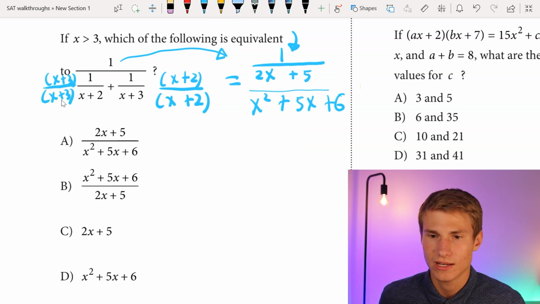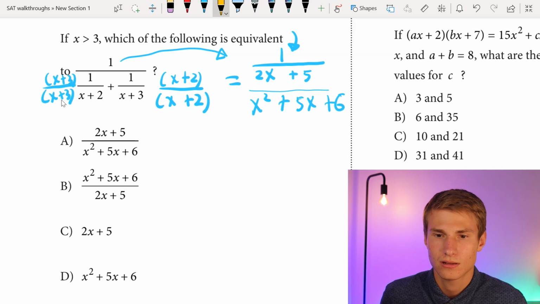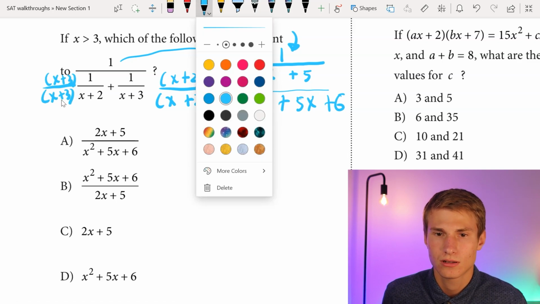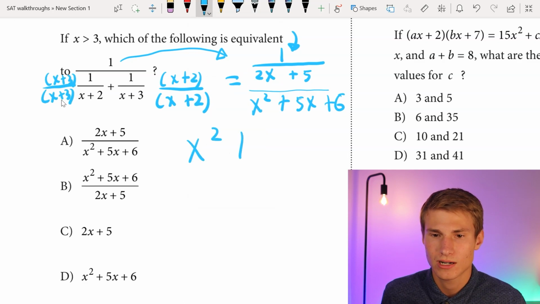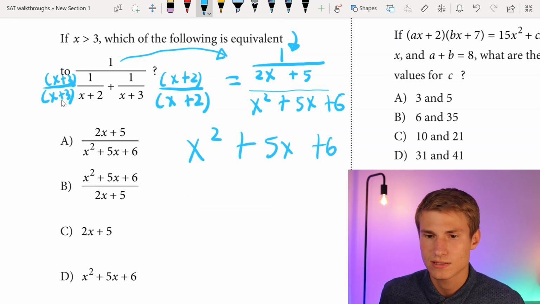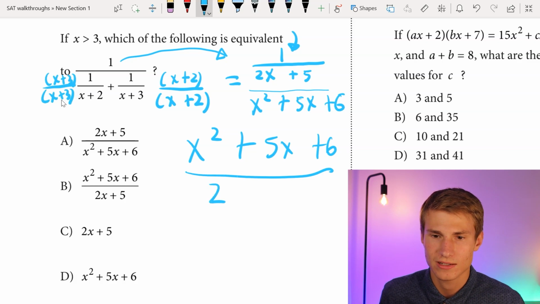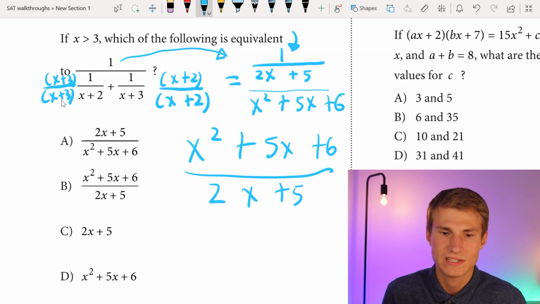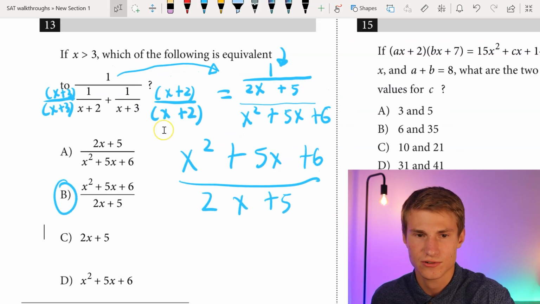So when we do that, we end up with x squared plus 5x plus 6 all over 2x plus 5, which is answer choice B, so B will be our answer there.